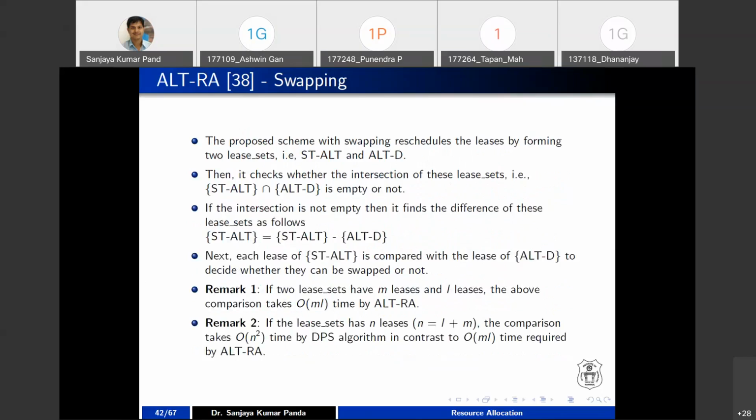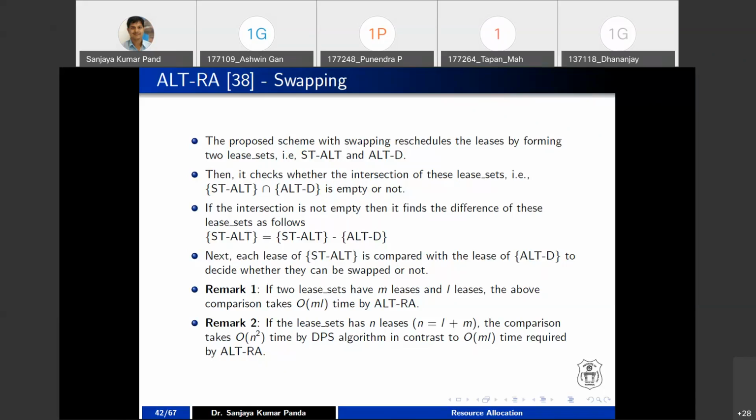The proposed scheme with swapping. So whenever a newly arrived lease is unable to fit in the system, what you have to do is repeat this procedure. What is the procedure? The proposed scheme with swapping reschedules the leases by forming sets. It is taking two different sets: one is start time to alert time, the other alert time to deadline. Like if you see the L1 case, start time is 9, alert time is 9:50. It is forming the group from 9 to 9:50, and alert time to deadline means 9:50 to 10:30.